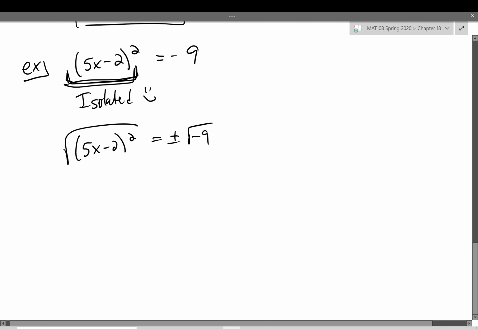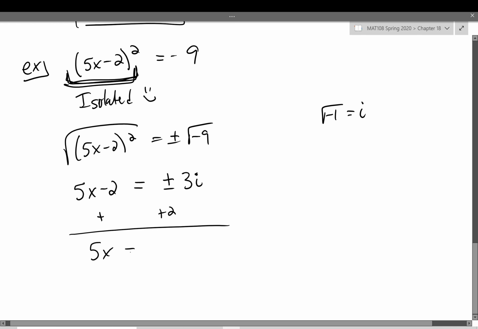Remember, a negative underneath a radical is the letter i. Square root of negative 1 equals i. So on the left-hand side, I get 5x minus 2. And on the right-hand side, I'm going to get plus or minus 3i. Okay? You got to remember that. So now, to solve for x, I add 2 to both sides. I get 5x equals 2 plus or minus 3i.